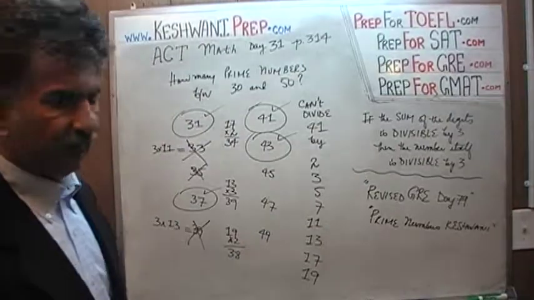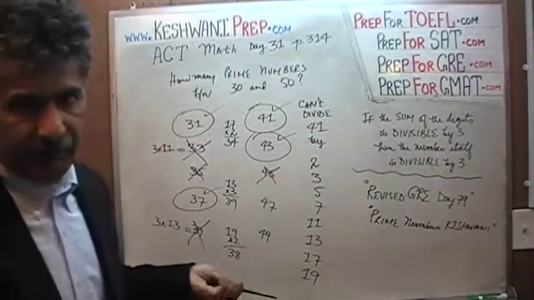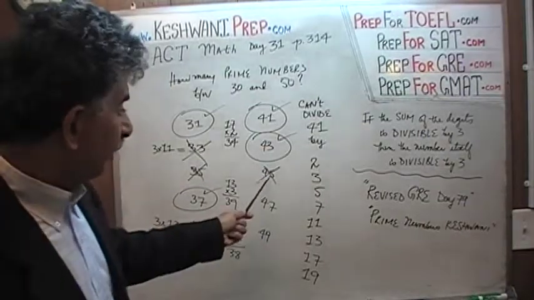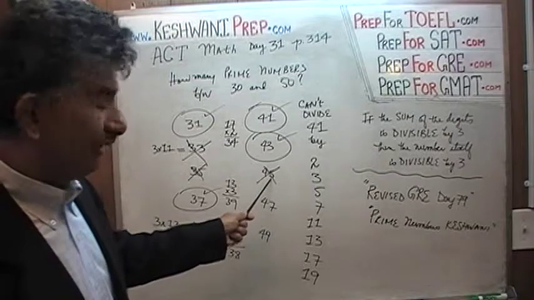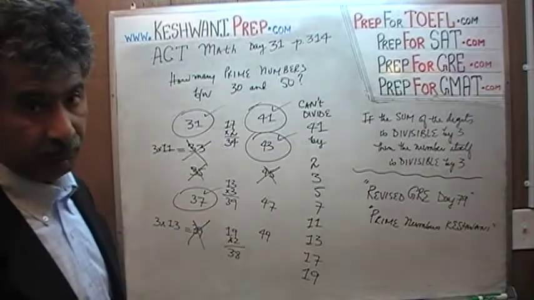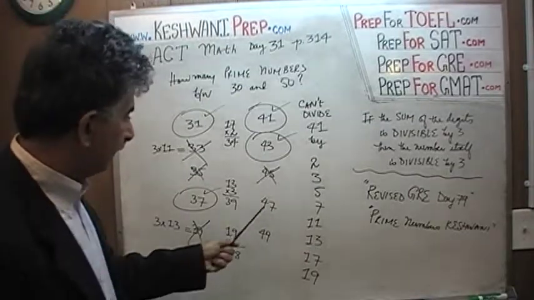How about 45? 45 is not a prime number, of course, because it ends in a 5. If it ends in a 5, it is divisible by 5. To say nothing of the fact that 4 plus 5 is 9, the sum of the digits is divisible by 3, therefore 45 is divisible by 3, of course. It's divisible by 3 and 5, and many other numbers, as a matter of fact.